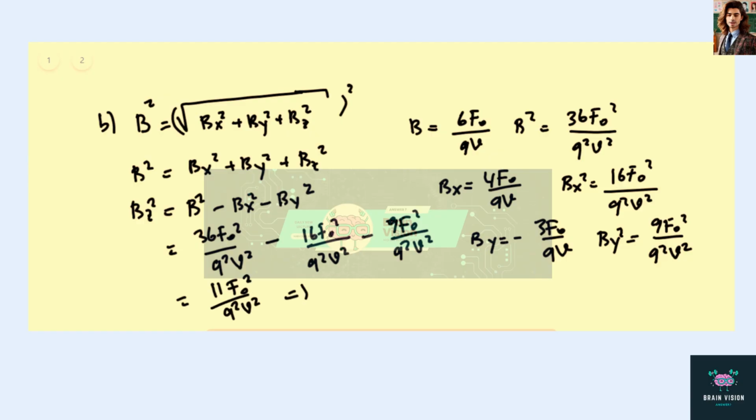If we take the square root of both sides, we get the z component: square root of 11 times F naught over q times v is the z component. Well, positive or negative, right? Positive or negative.